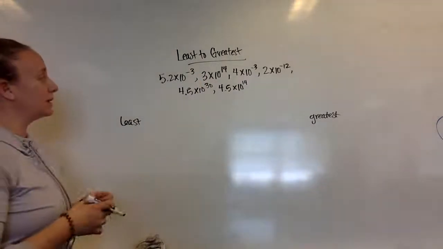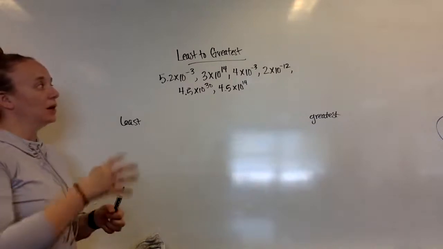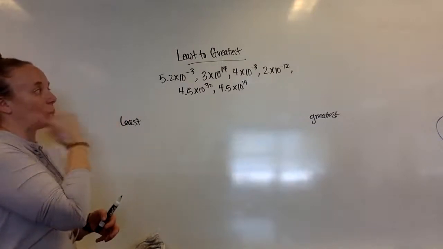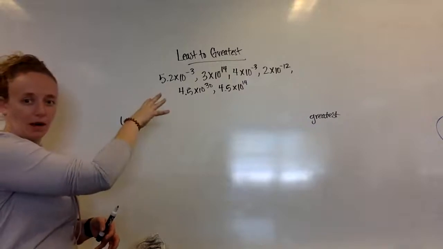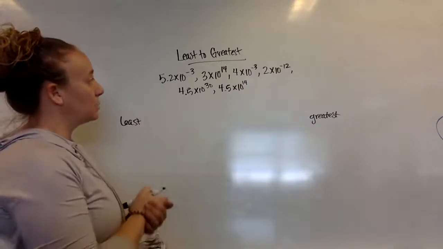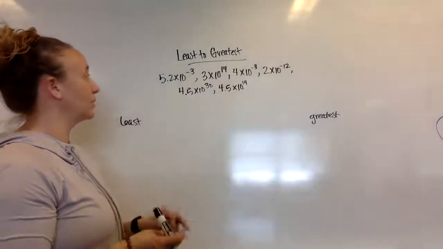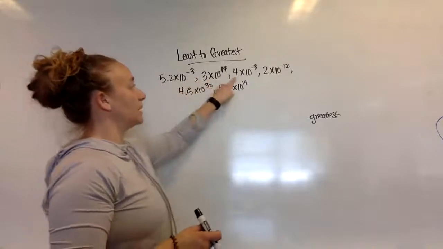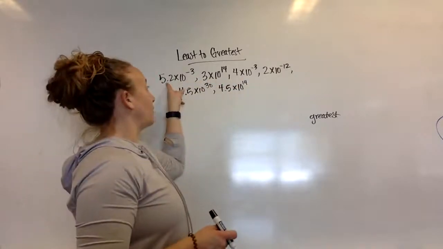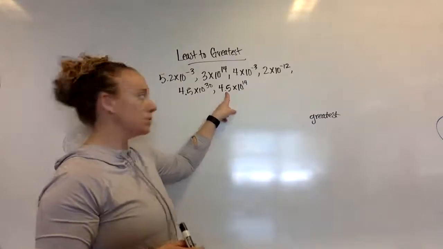When you are writing this from least to greatest, I want you to understand that you can rewrite these numbers in whatever capacity you want. However, I do expect you to keep them written as they are here when you give your final answer. So a few things, when we're talking about least to greatest, we need to pay attention to not only the number that comes at the beginning in scientific notation, so the 5.2, 3, 4, 2, 4.5, and 4.5. Oh man, there's two same ones.